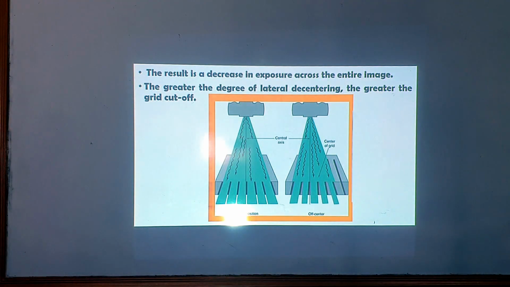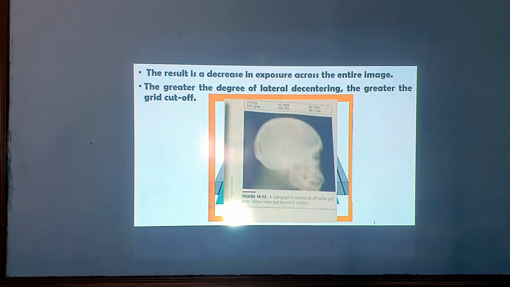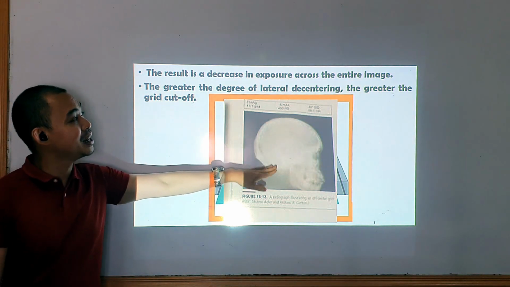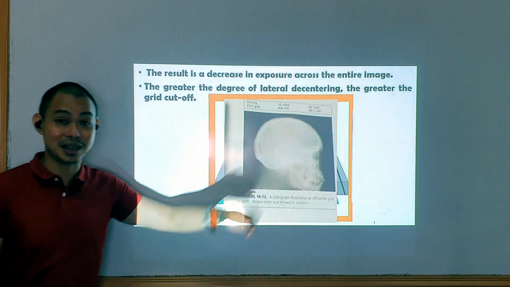Now, the greater the degree of lateral decentering, the greater will be the grid cutoff. And then it will result in a decrease in exposure across the entire image. So can you see this one? Decrease in exposure across the entire image. You cannot even see certain parts of the skull.